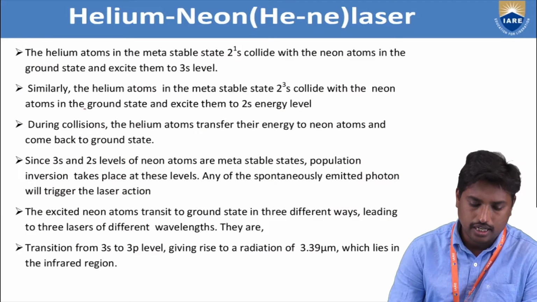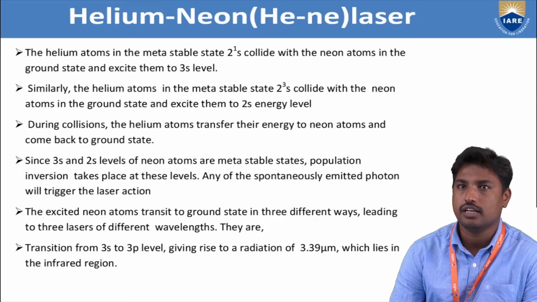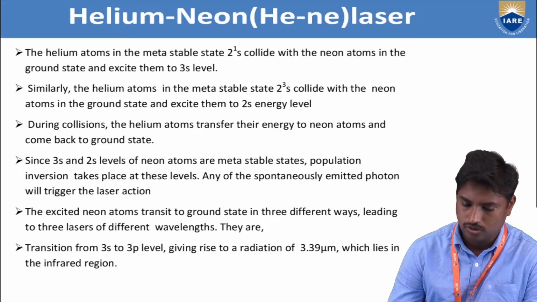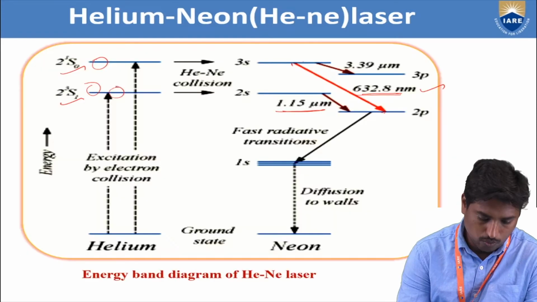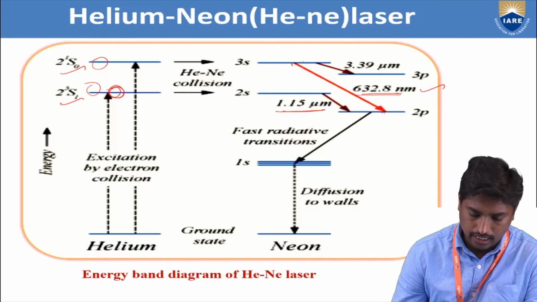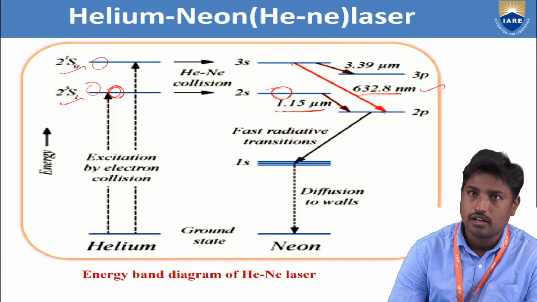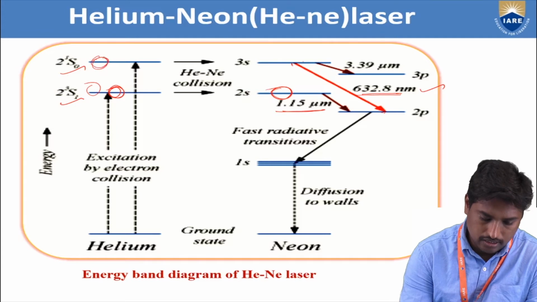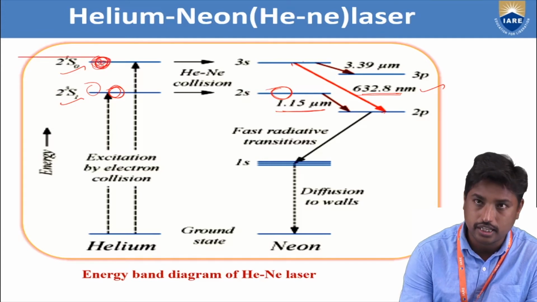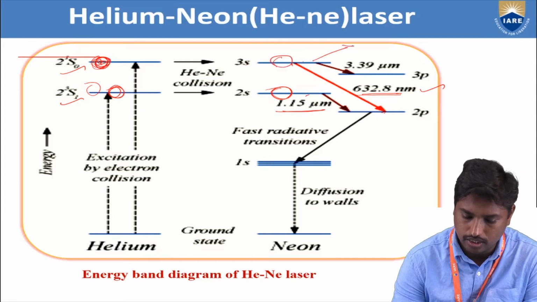Similarly, the helium atoms in the metastable state 2,3s collide with the neon atoms in the ground state and excite them to the 2s energy level. Here, the 2s1 helium particles are used to excite the neon particles from the ground state to the 2s level, and the 2s1 helium particles are used to excite the neon particles to the 3s level. These two are metastable states.